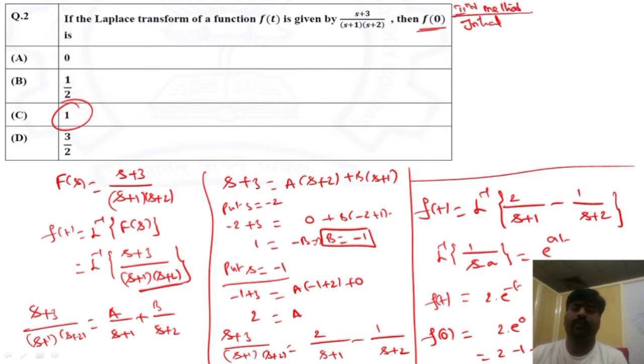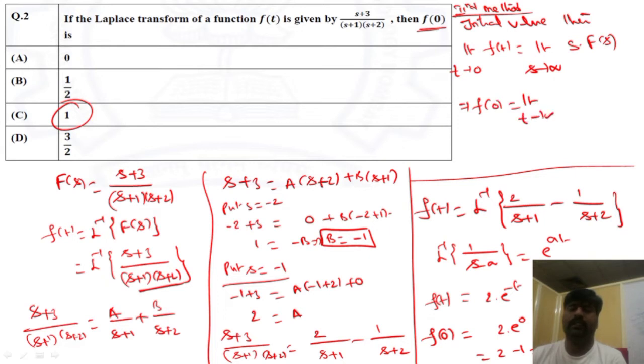Method 2 will solve, okay. Initial value theorem says that limit t tends to 0, f of t will be limit s tends to infinity, s into F of s. So this is nothing but f of 0 will be limit s tends to infinity, s into F of s, we have (s plus 3) by (s plus 1) into (s plus 2).